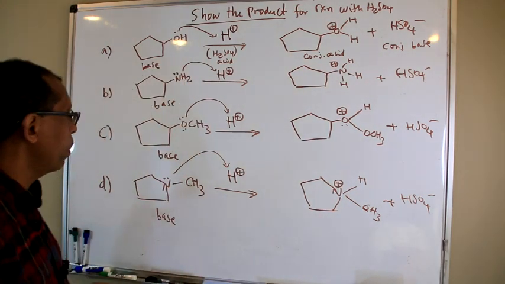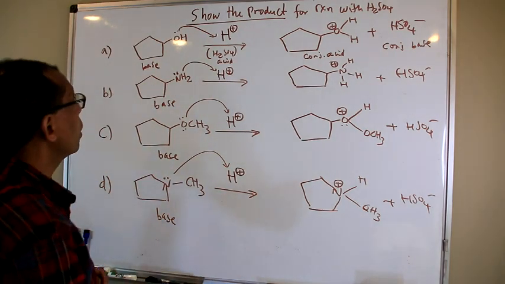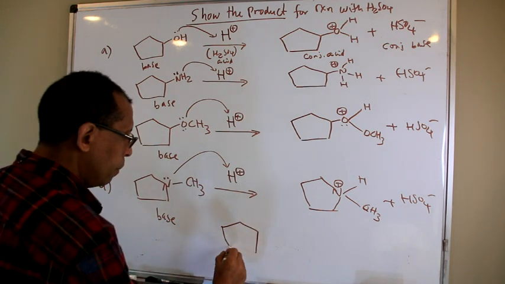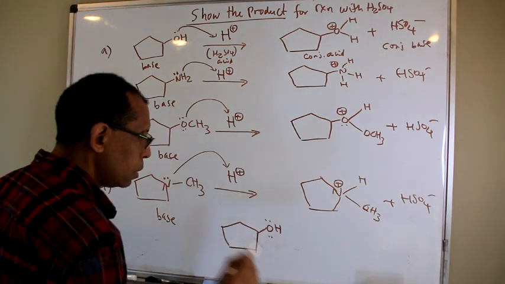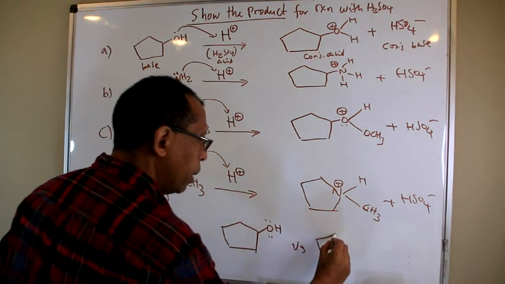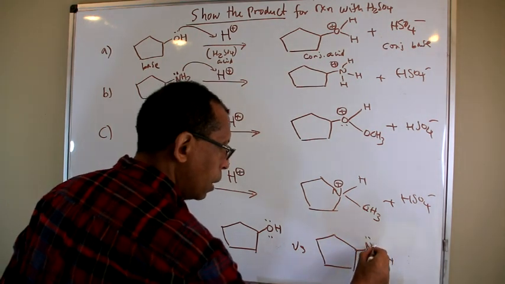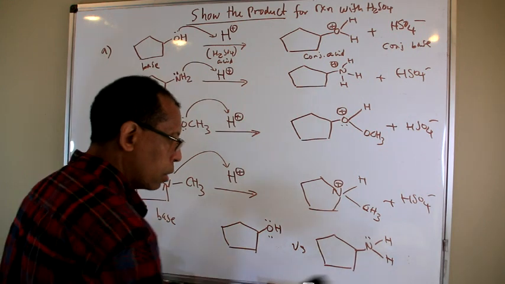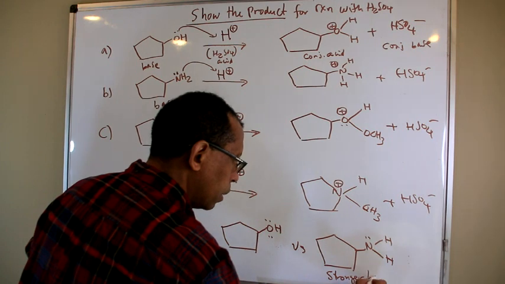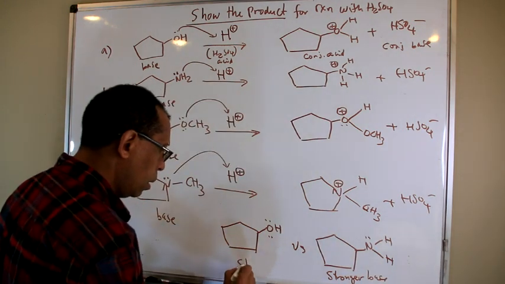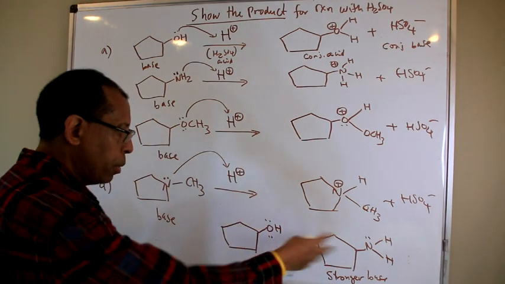So if we were to compare exactly these two, the basicity of this oxygen versus the basicity of electrons on this nitrogen, this is a stronger base. Stronger base. This is the comparison between the two. This one is a weaker base as compared to this.